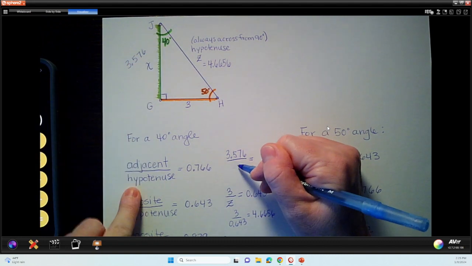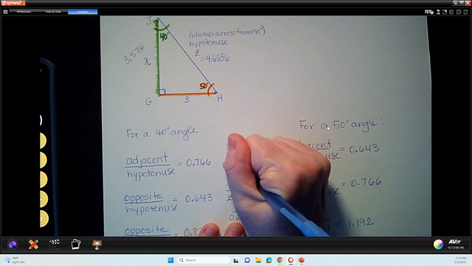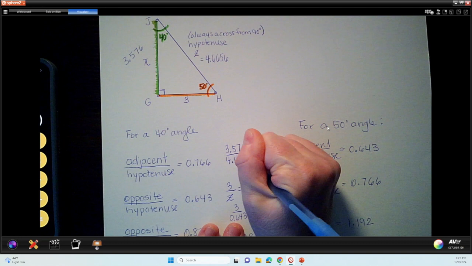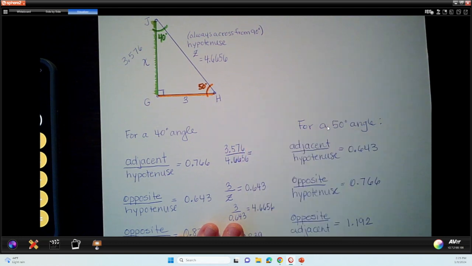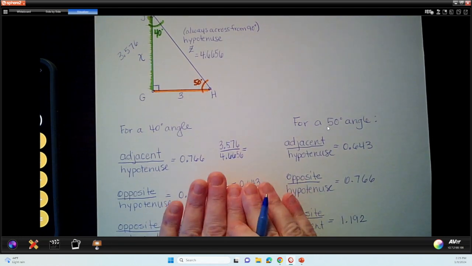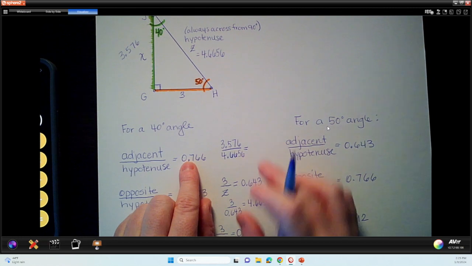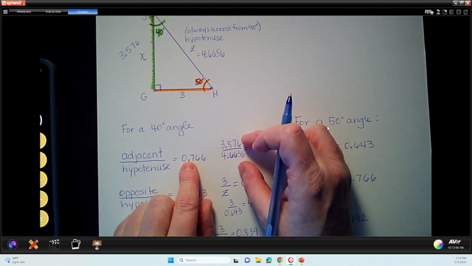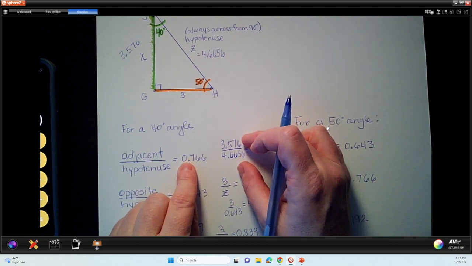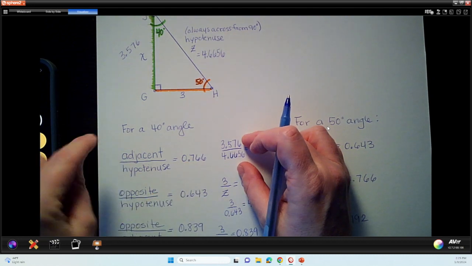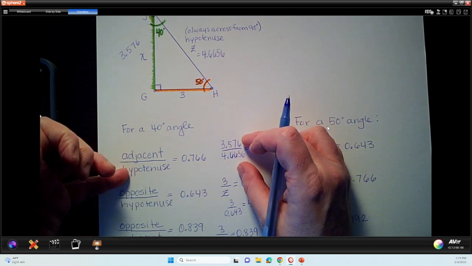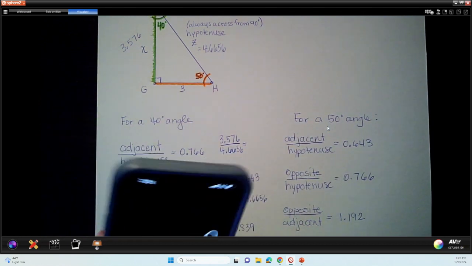And I need to divide that by the hypotenuse, which we just figured out is 4.6656. I'm going to use all of the numbers just because I want to get as close to this as possible. If I divide these two, I should get 0.766. That's the ratio between the adjacent and the hypotenuse. Adjacent by hypotenuse on a right triangle. So let's see what we get.